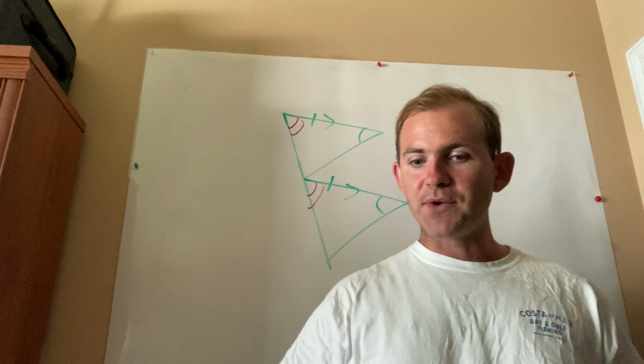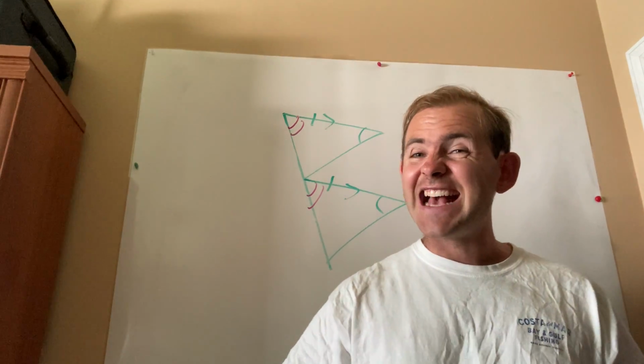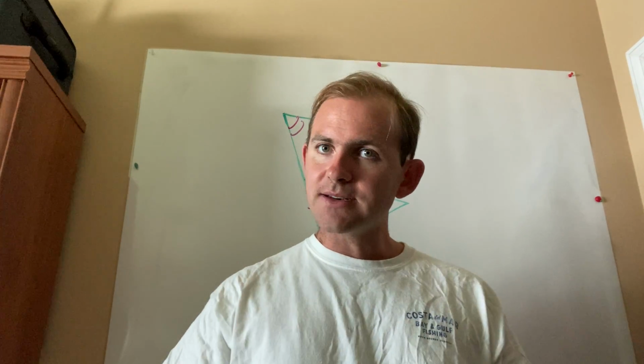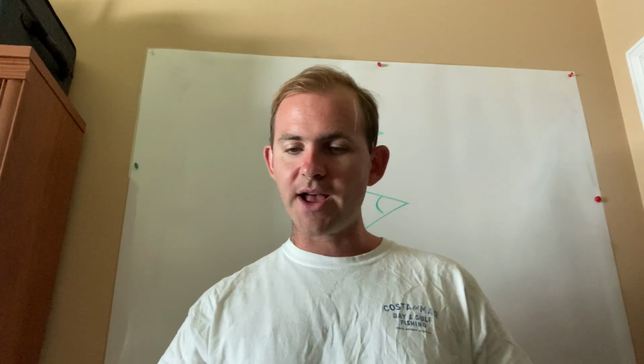Number 7 would be SAS. The reason is that shared side. I can put tick marks on because of the reflexive property. Number 8 would be SSS, and the reason being that shared side by the reflexive property gives me 3 sides for each triangle that are congruent.